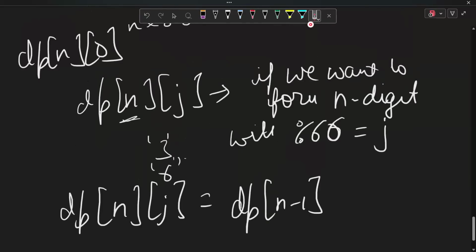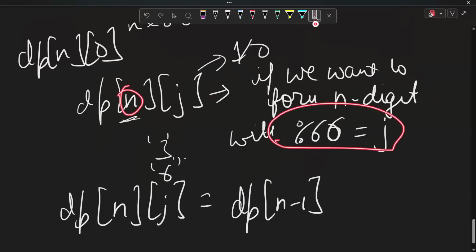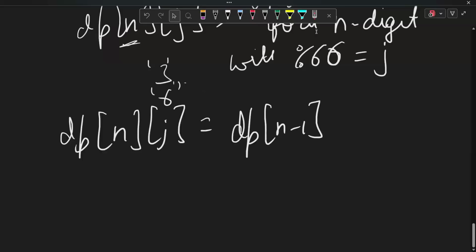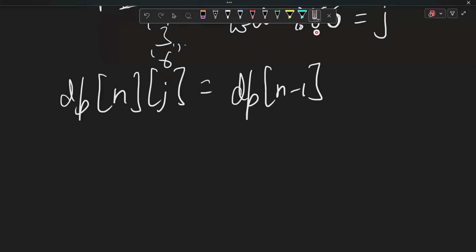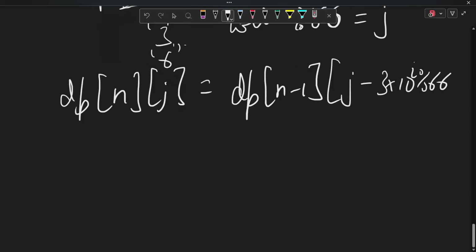So my DP state just returns whether I can form this or not. It just returns 1 or 0, yes or no, whether this state is possible or not: can I form an n digit number with modulo 66 equal to j. If we can form it, it would return 1, otherwise 0. That's the DP state I stored. If I use a 3 here, then the remaining I need to find is j minus 3 into 10 to the power i, modulo 66. This plus 66, mod 66 again we would do.